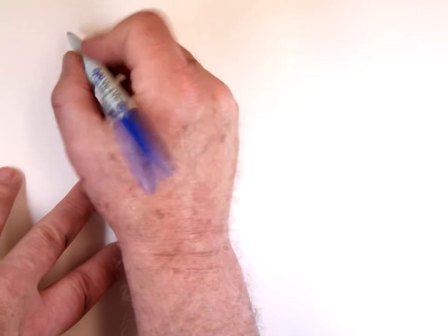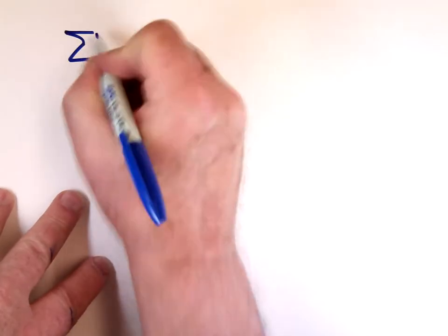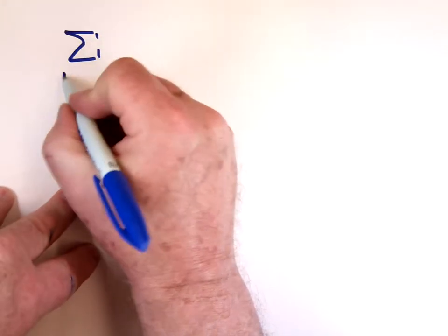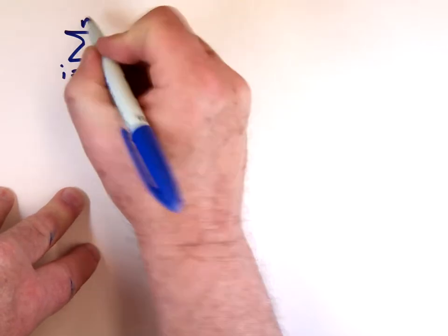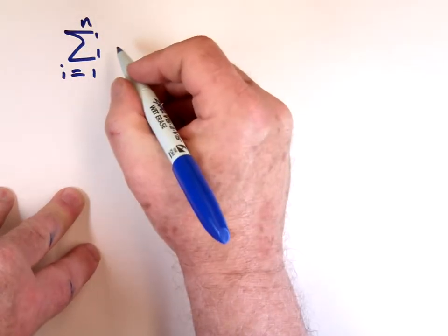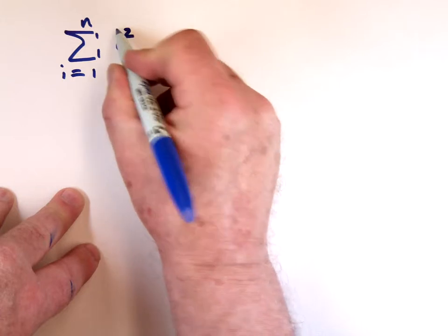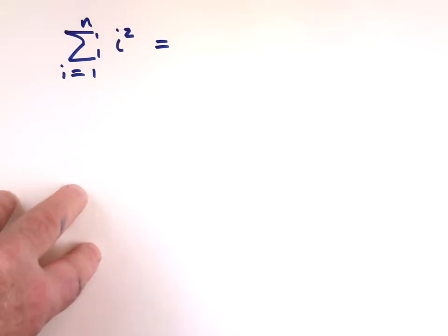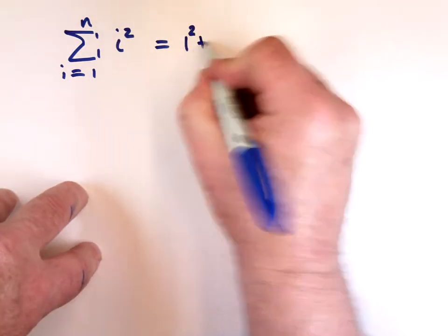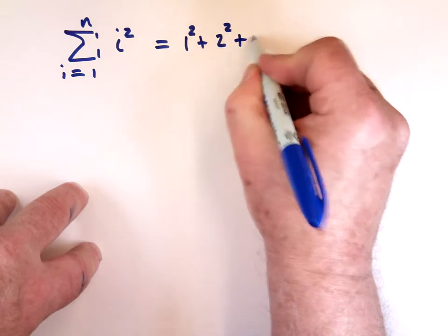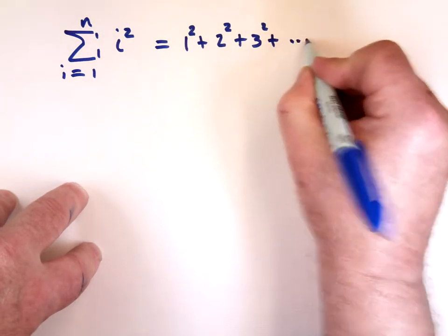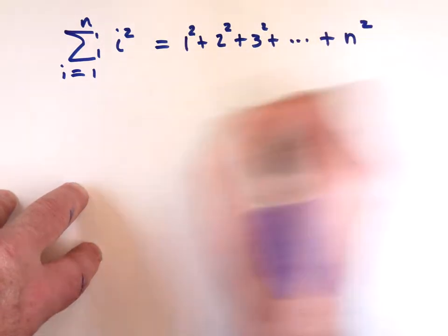I don't expect you to actually memorize this, but we are going to use this. That's the sum of the first n squares: 1 squared plus 2 squared plus 3 squared plus ... plus n squared. And we're going to use this in a couple minutes.